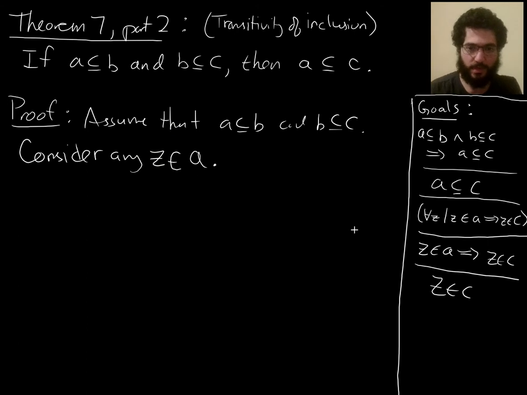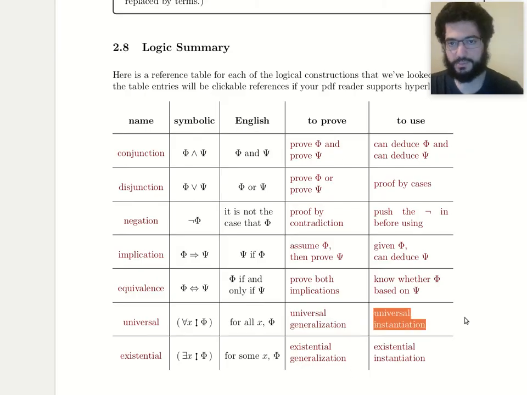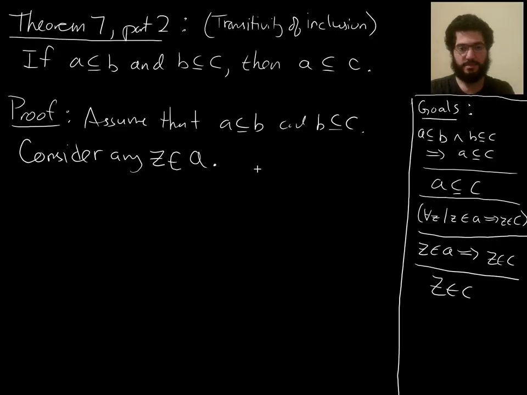Okay, so here I am now, and my goal is to prove that Z is in C. What I have available to use is these two facts. Each of these is actually a universally quantified proposition, right? This one says every element of A is an element of B. This one says every element of B is an element of C. So somehow I need to make use of those facts. To make use of a universally quantified thing, I should use universal instantiation. That means take a universal statement and apply it to a particular case.